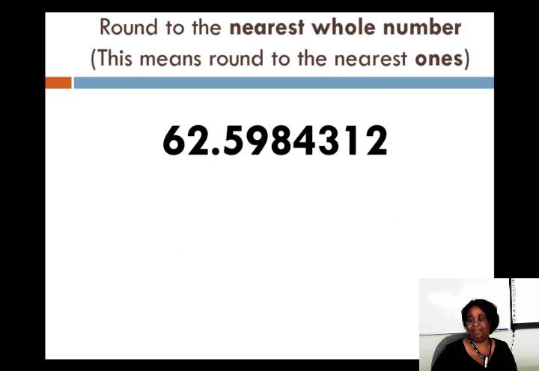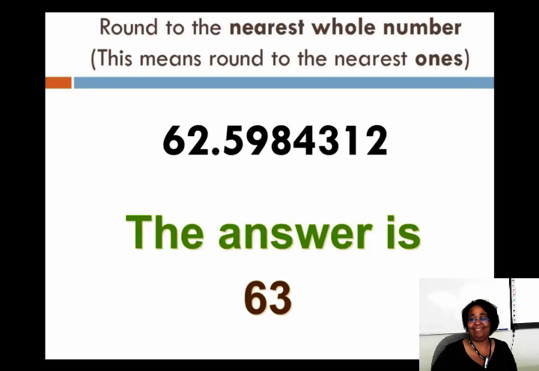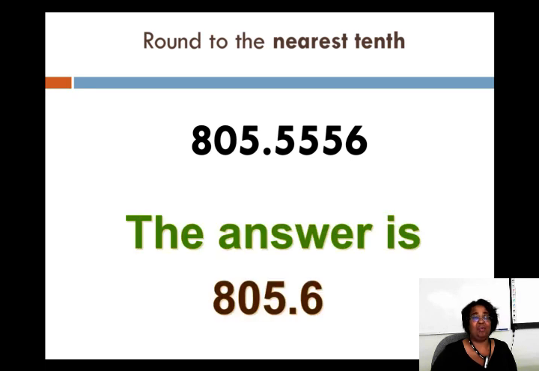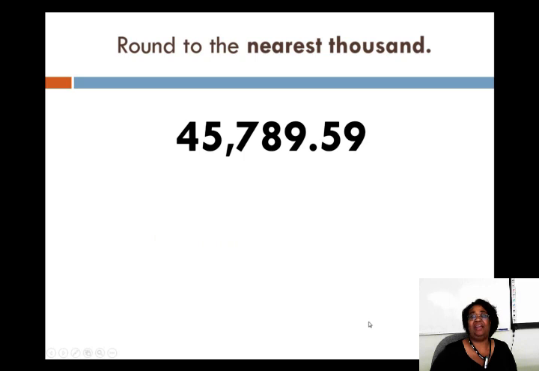You guys forgot already. Okay, what about this one? Round to the nearest whole number. What would that be? 63? Good. What about rounding this one to the nearest tenth? Nearest tenth. 805 point, no, not 5, 6. 805.6. Because the tenths place is right here, we have to look right next door. This increases by 1.